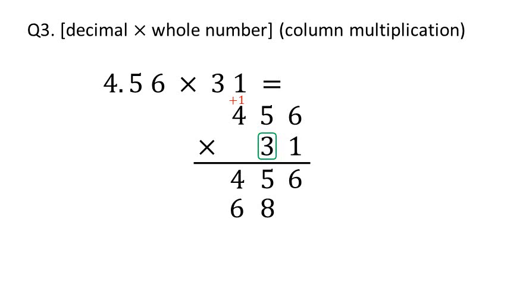4 times 3 is 12, and added by 1 it will be 13. So 3 is placed here and 1 will be placed in the next digit. Now we need to add them.